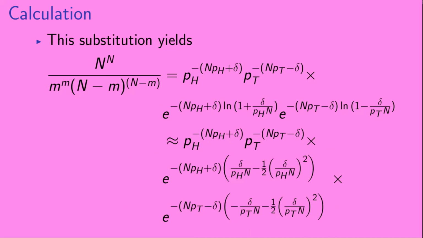This substitution yields the following. So here, first we show the previous expression that we had for n^n over m^m (n−m)^(n−m). It contained a factor of ph to some power, a factor of pt to some power, and two exponentials. So here we've then rewritten that expression, substituting in the series approximations for the two logs in the exponentials.